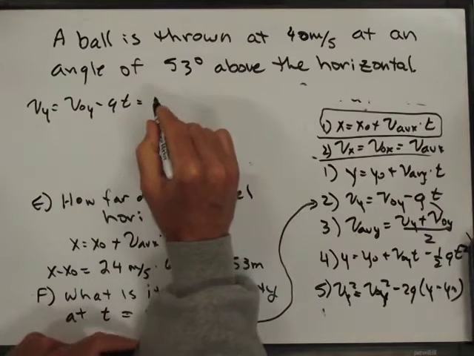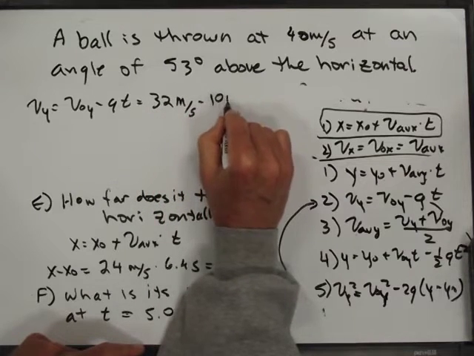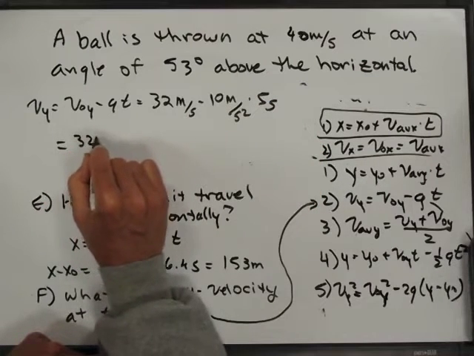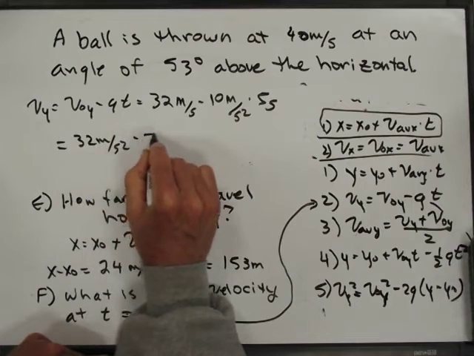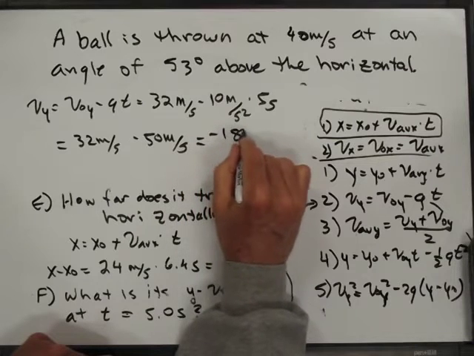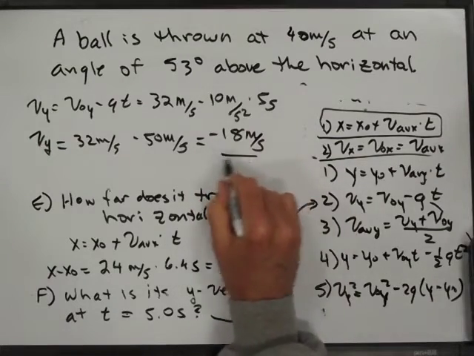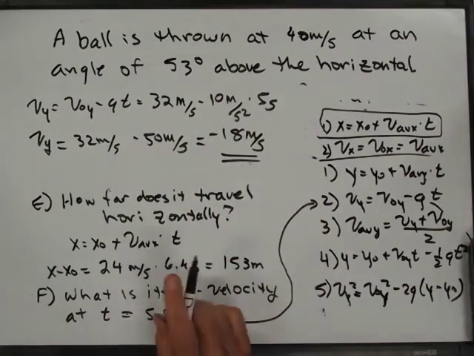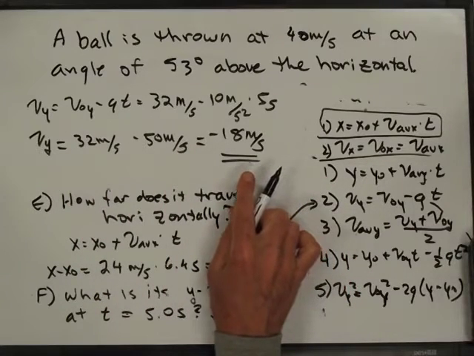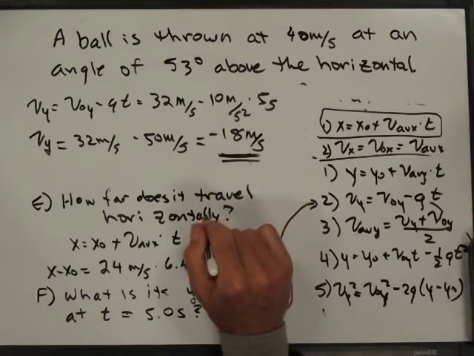That's equal to 32 meters per second minus 10 meters per second squared times 5 seconds, which is 32 meters per second minus 50 meters per second, which is minus 18 meters per second. This shouldn't surprise us that it's got a negative velocity, because it's coming back down. We said it was traveling up for the first 3.2 seconds, and then after that it's coming back down until it gets to 6.4 seconds. So its y velocity is now in the negative direction.